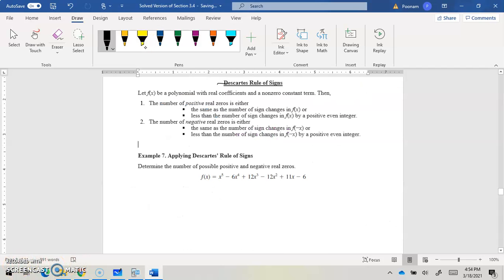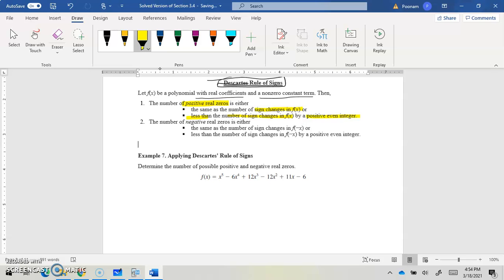Next we have Descartes' rule of signs. What does that say? If f of x is a polynomial with real coefficients and non-zero constant term, that means all the coefficients are real and the constant term is non-zero, then the number of positive real zeros is either the same as the number of sign changes in f of x or less than the number of sign changes in f of x by a positive even integer. What does that mean? The sign changes.